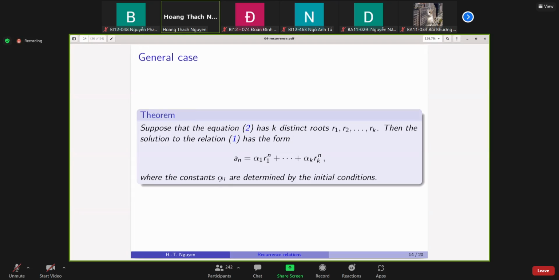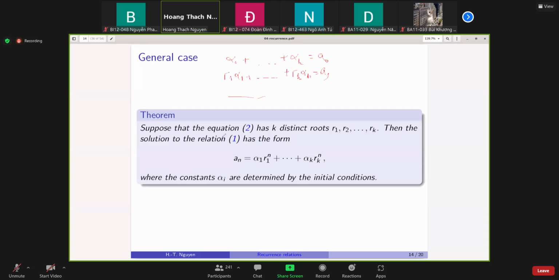So in order to determine the coefficients alpha i, you will have to write the conditions. So if n is equal to 0, you have alpha 1 plus etc. plus alpha k equal to a0. Then you have r1 alpha 1 plus etc. plus rk alpha k is equal to a1 and so on.